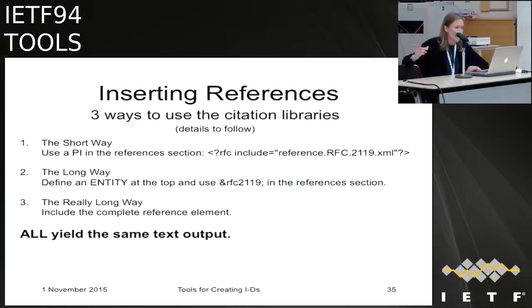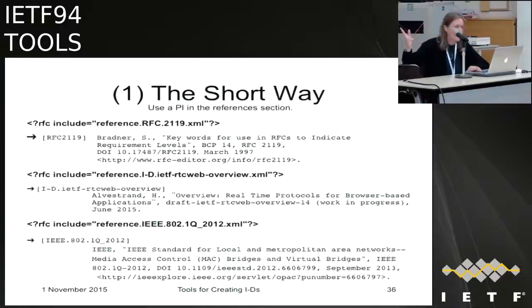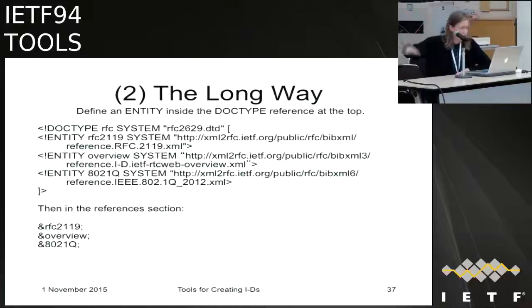So this is an example of the short way. You just put the include into the reference section and you get this text output based on the reference elements that are in the citation library. This is an example of the long way. At the top of the document, you have these entities. It's helpful if you're starting with a template so you know what to put in there. And then in the references section, you use the ampersand. And the really long way is to put in the whole reference element.